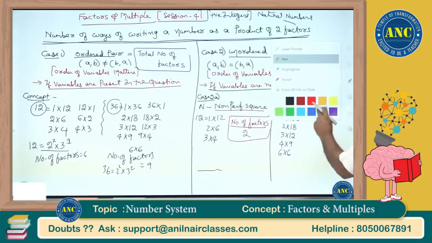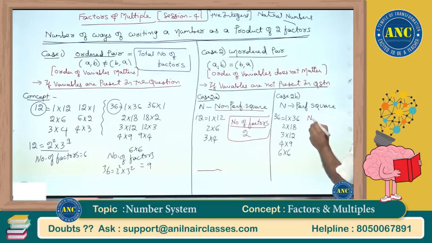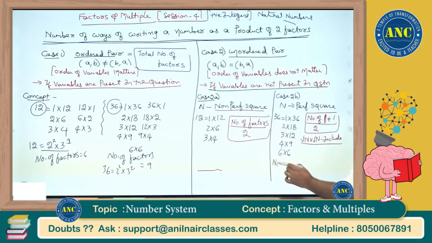Now see here. If n is a perfect square, the answer will be number of factors plus 1 by 2. It is when root n into root n is included. If I include 6 into 6, it is number of factors plus 1 by 2. Otherwise, it is number of factors minus 1 by 2, if you exclude root n into root n.